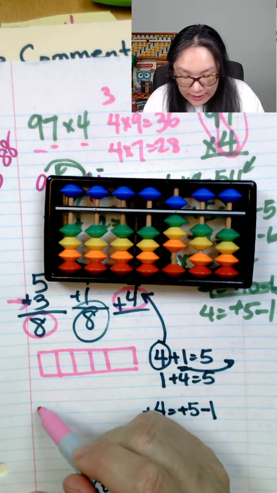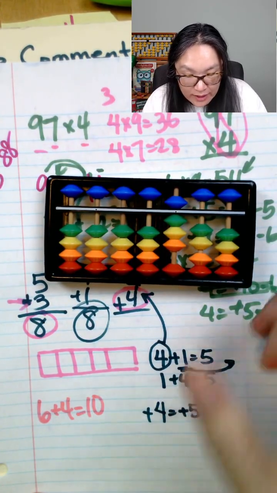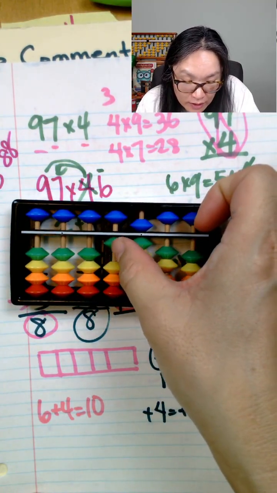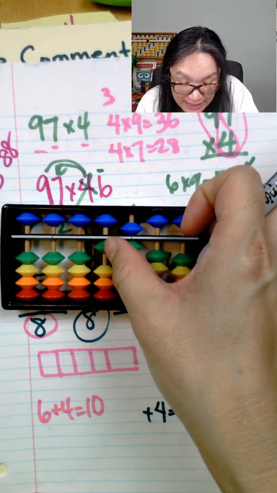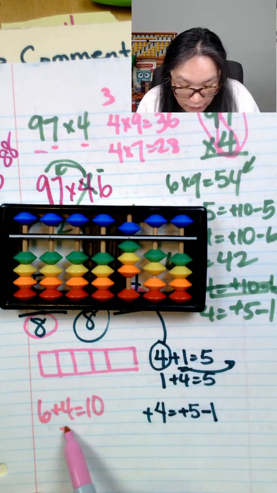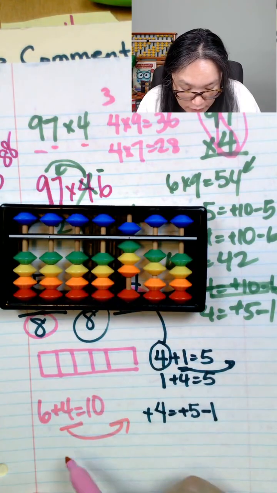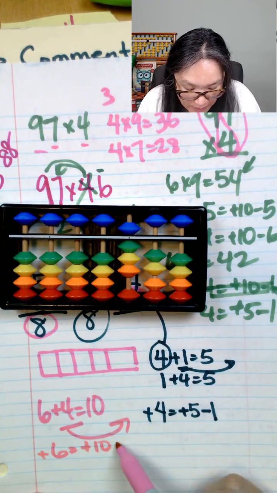Well, if we look at it, 6 plus 4 is equal to 10. Now, why do we want to do 10? Because we want to do the carry over. We want to carry over here, right? We want to carry over here to add the 6. I'm sorry, to add the 10. And then we move the 4 over to here. So we rewrite it. 6 is equal to plus the 10 minus 4.